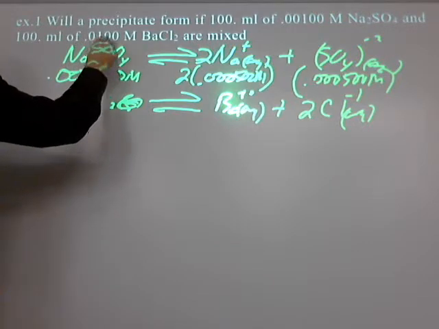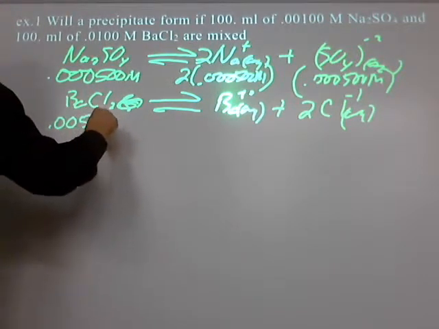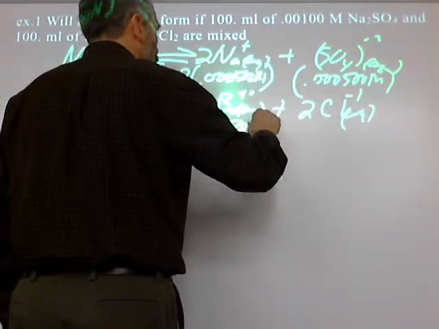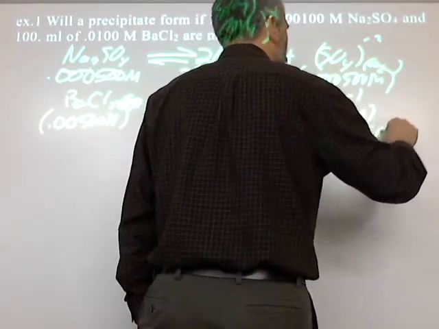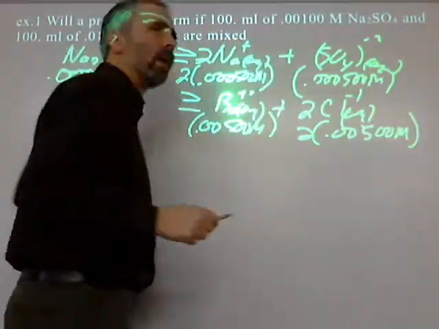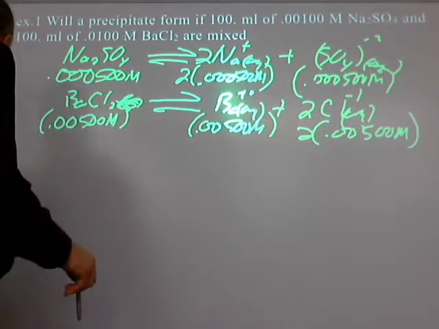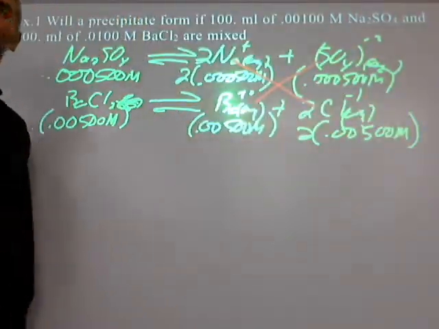It's, again, 0.01 cut in half, 0.00500 molar, 0.00500 molar, and 2 times 0.00500 molar. Now, at this point, I have to look at what my product's going to be. Now, the product is going to be basically either this one or that one, right?